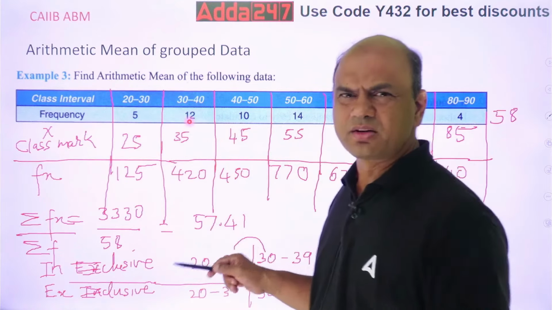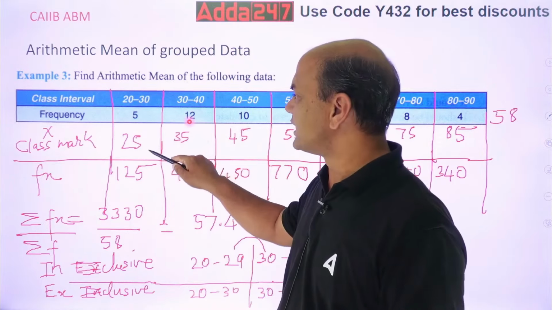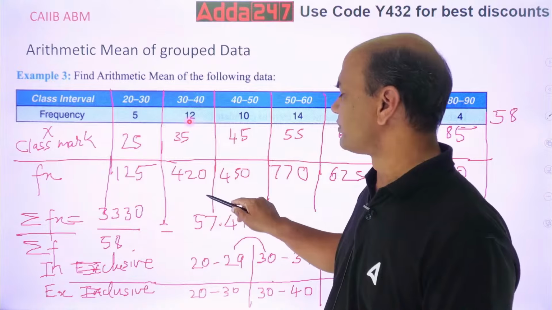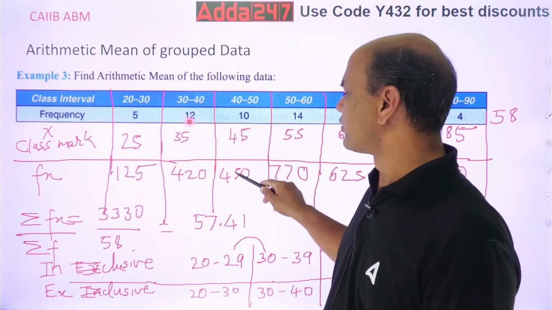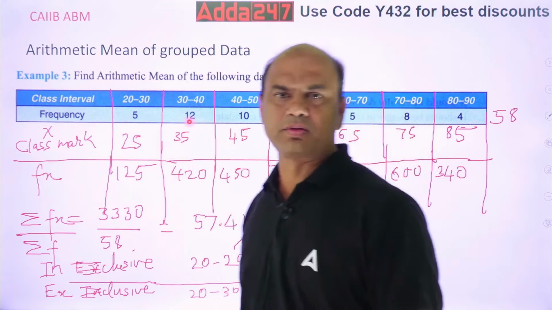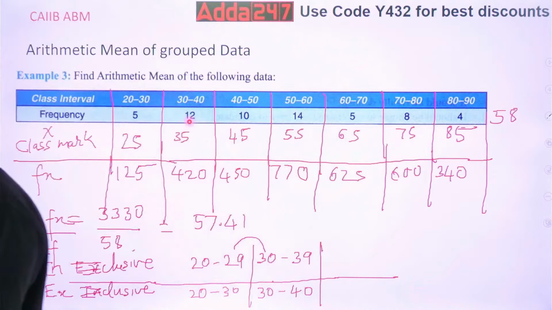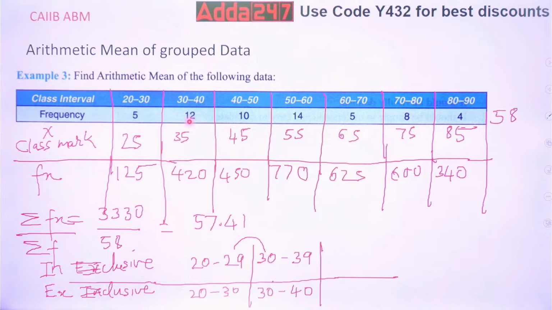Now it's simple. Do the fx again. This is x, this is f. 25 into 5 is 125. 12 into 35 is 420. 45 into 10 is 450. Do it for all. Everyone, try it. Let me see how many of you are getting it in the comment section. Are you getting the answers? 125, 420, 450, 770, 625, 600, 340.